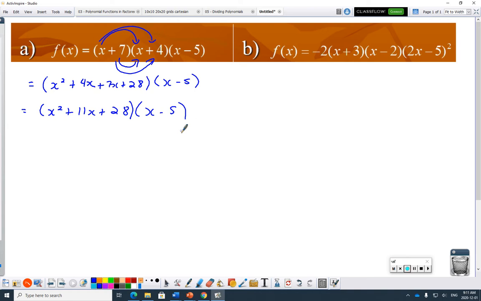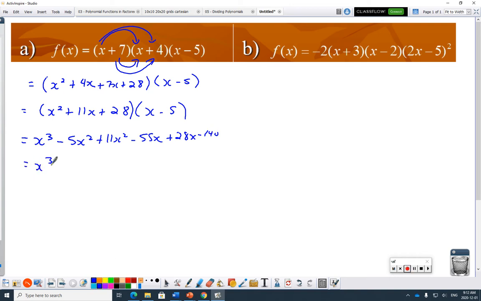Now check this one out, though. This one is now 3 terms by 2 terms. There's a very good chance you haven't even done one like that before. You've got to go x squared times x cubed. X squared times -5, -5x squared. 11x times x is 11x squared. 11x times negative 5, negative 55x. 28 times x, 28x. Minus 140.